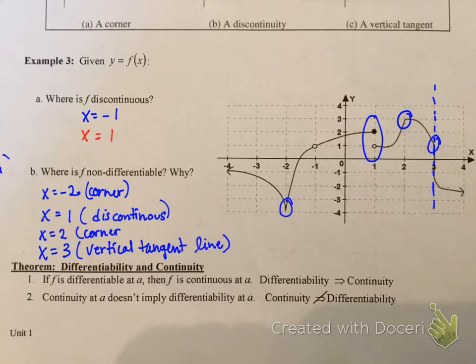Okay. So there's a theorem. It says if f is differentiable at a, then f is continuous at a. Differentiability yields continuity. Continuity at a does not imply differentiability, though. So you can't go the other way around. Just because it's continuous does not mean it's differentiable. Okay? But if it's differentiable, it does mean it's continuous.